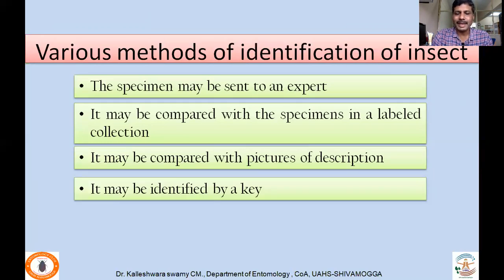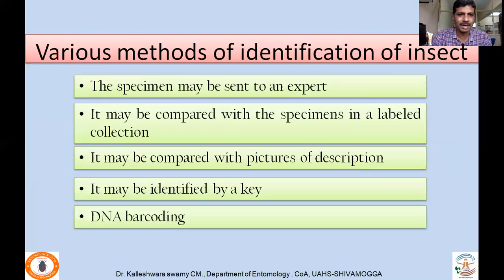It may be identified by a key. In fact, specialists have now developed keys. Keys are nothing but couplets which have alternate characters, through which the specimen is taken to a solution or identification, a particular level of classification. For example, these keys are usually couplets like antenna present, antenna absent, wings reduced, wings well developed. Like that, couplets of characters will be given. Based on that, we can identify through the keys in published literature.